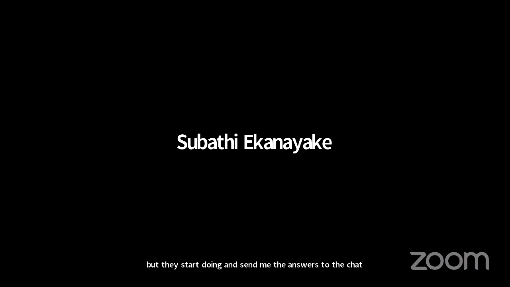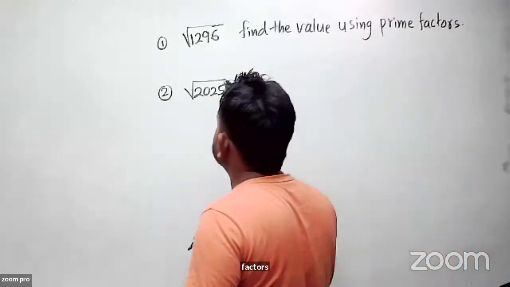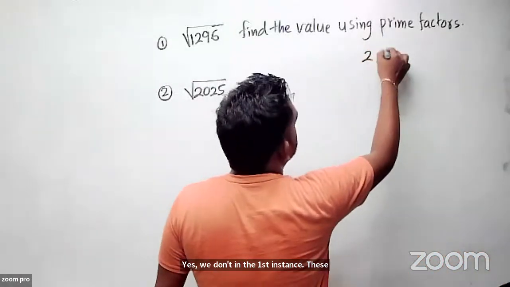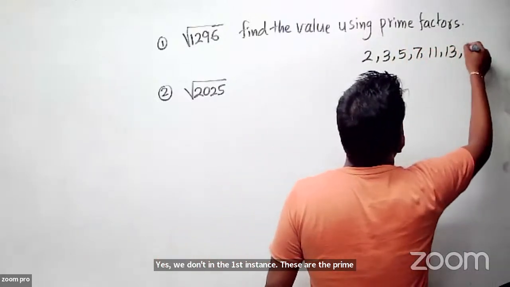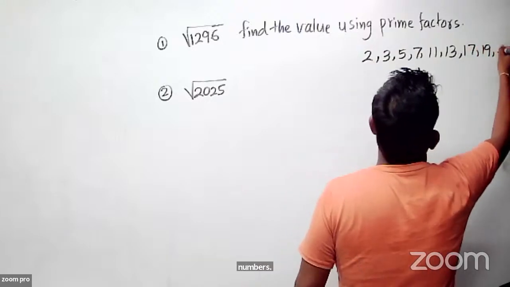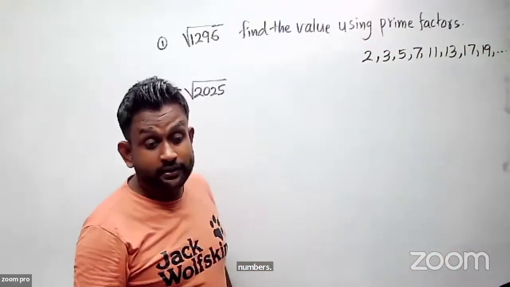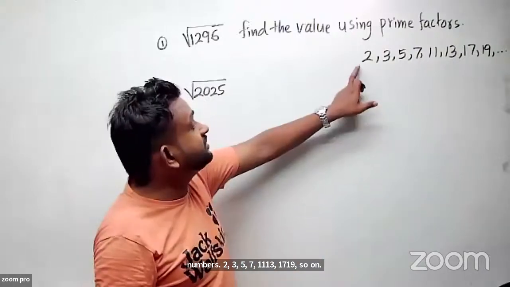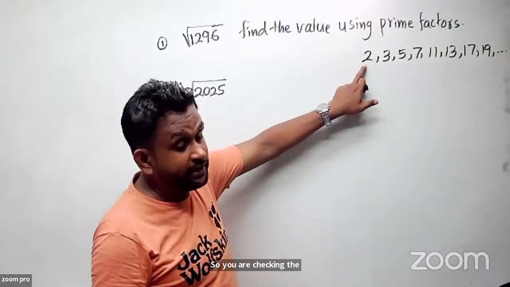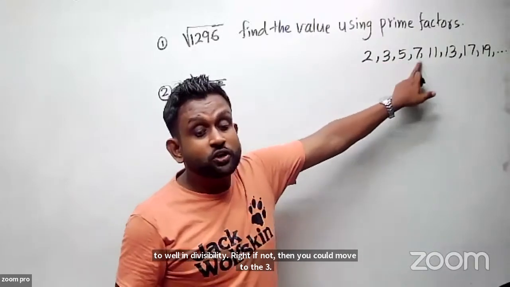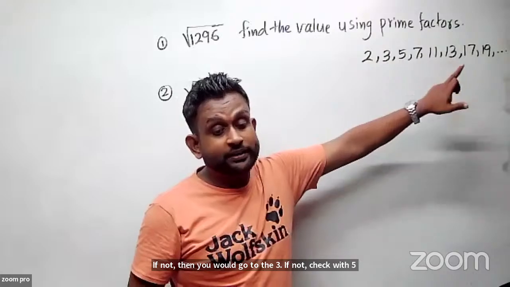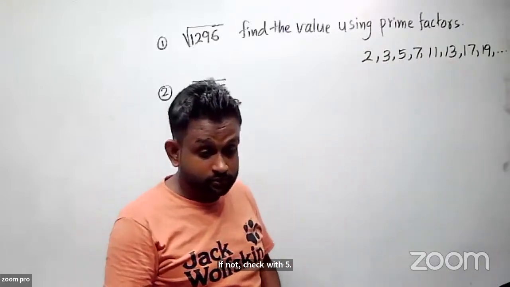Excuse me, sir. Yes. Can you please tell me the prime factors? Yes, we wrote them in the first instance. These are the prime numbers: 2, 3, 5, 7, 11, 13, 17, 19, and so on. So you check the divisibility by these first, divisibility by 2, right? If not, then move to 3. If not, check with 5. If not 7, if not 11, likewise. Okay? Okay, sir.